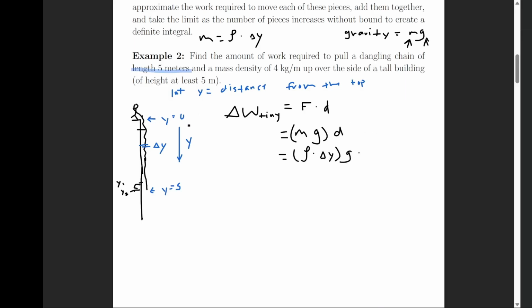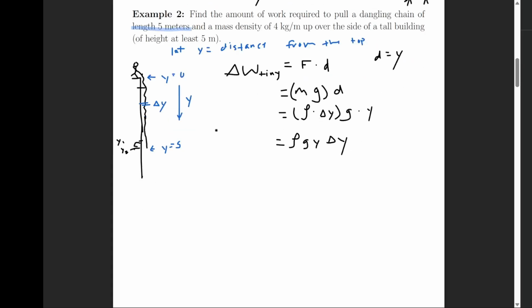And what's the distance, right? Well, we defined it up here. Let y equal the distance, right? So we can replace d with y here. Okay, and then we can just write it out. So we write it like this. So now we have rho times g times y times delta y, right?